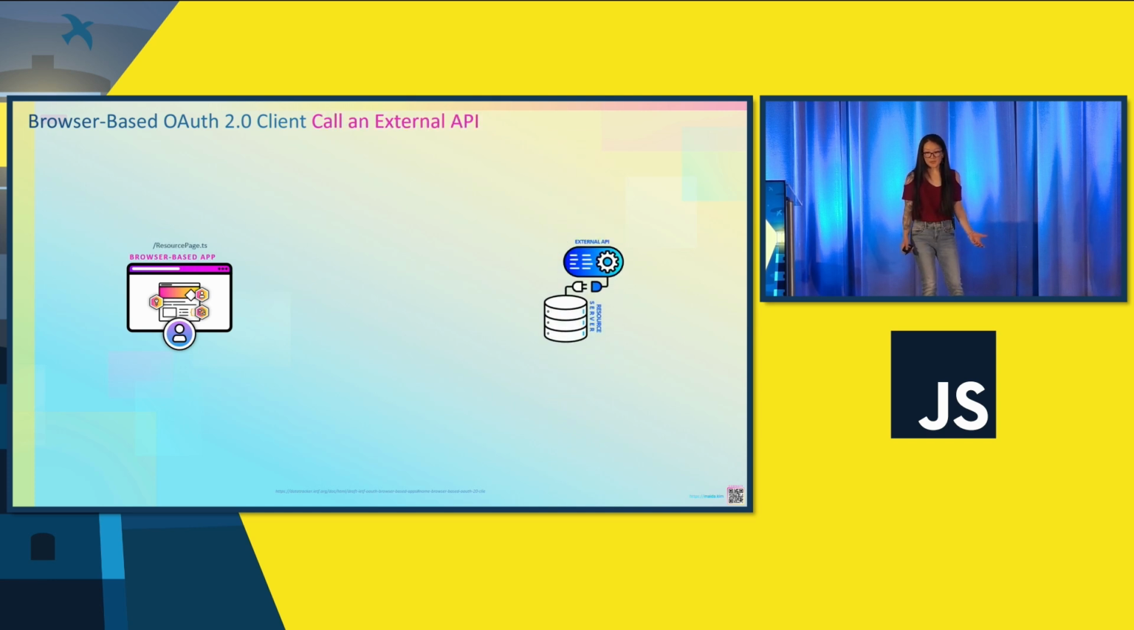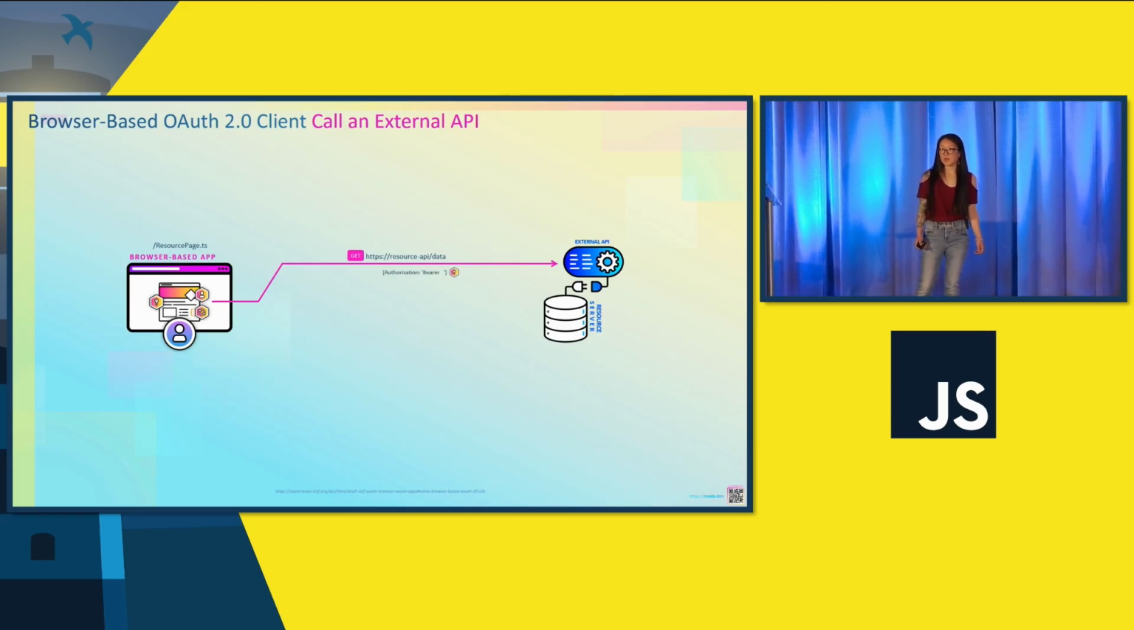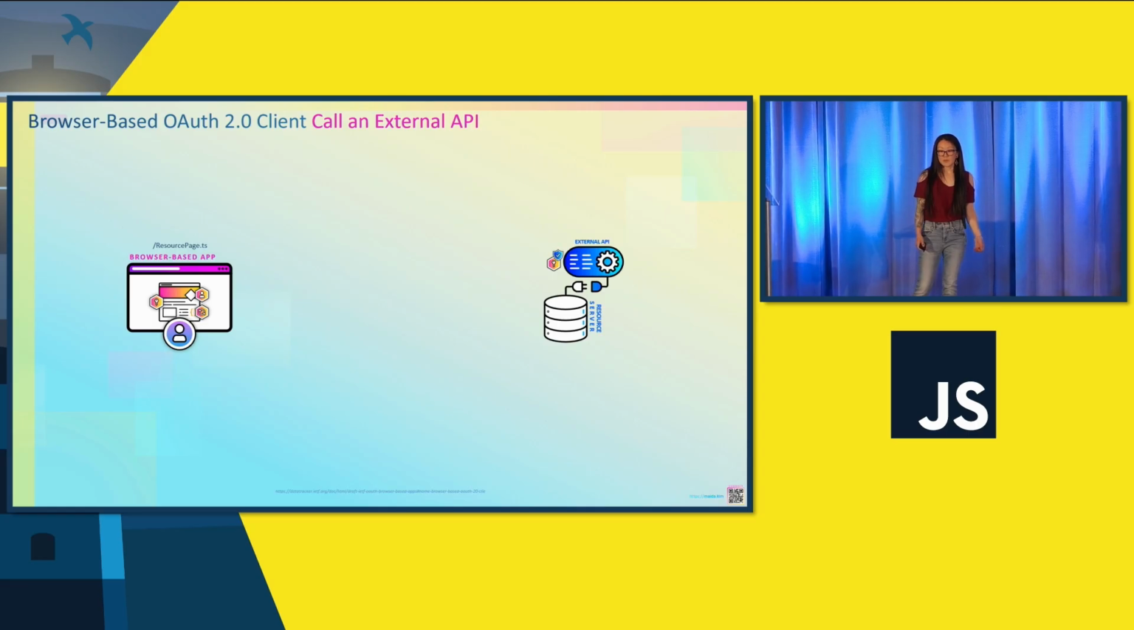And then to fetch data from a resource API, the front end sends a request to the API with the access token in the authorization header. The API validates the token and returns data to the app.